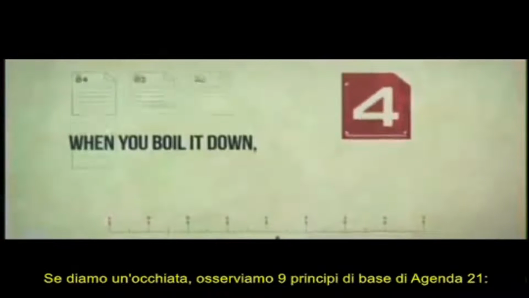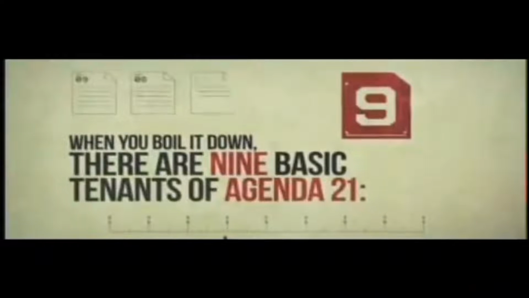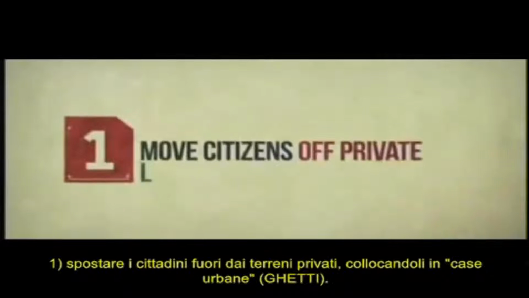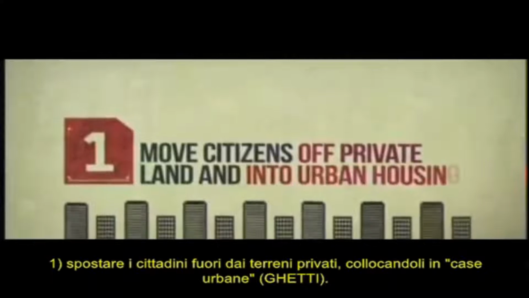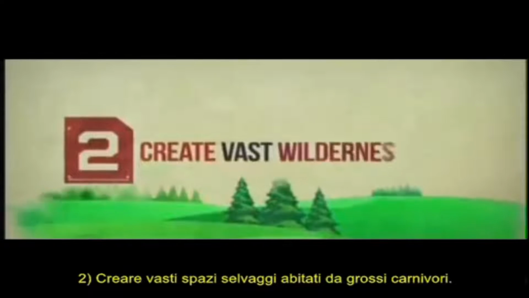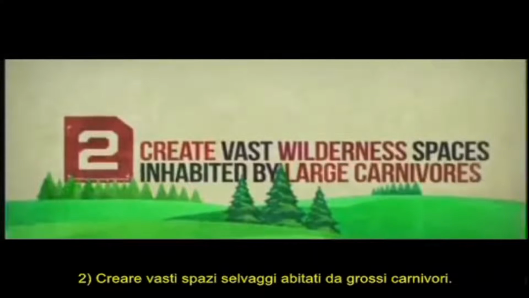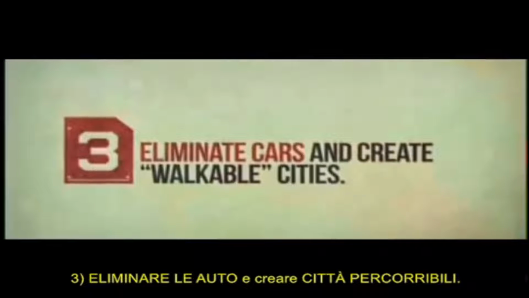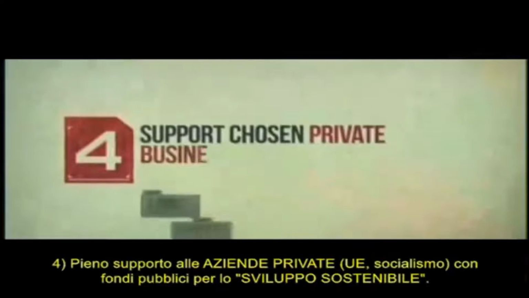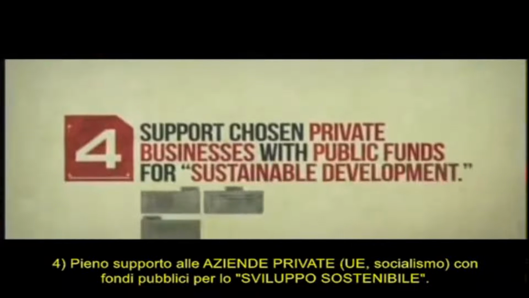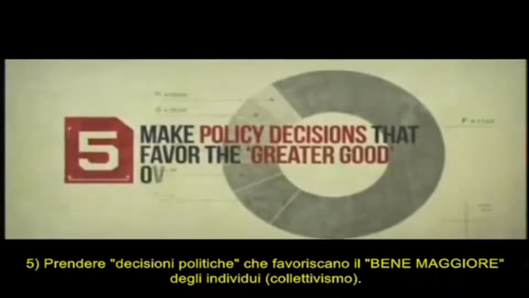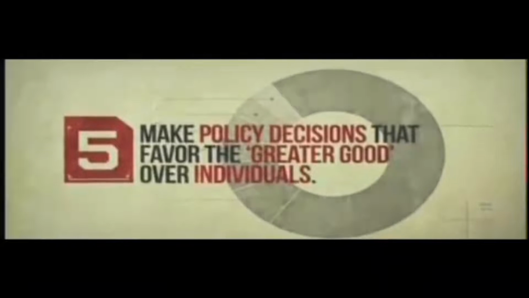When you boil it down, there are 9 basic tenets of Agenda 21. Move citizens off private land and into urban housing. Create vast wilderness spaces inhabited by large carnivores. Eliminate cars and create walkable cities. Support chosen private businesses with public funds for sustainable development. Make policy decisions that favor the greater good over individuals.